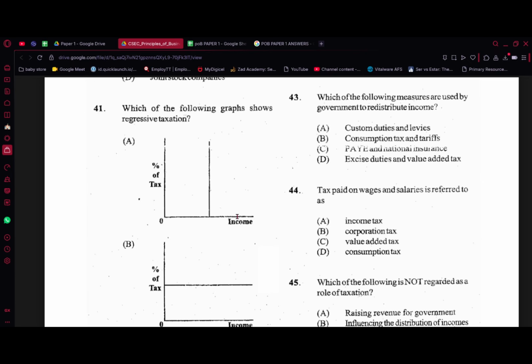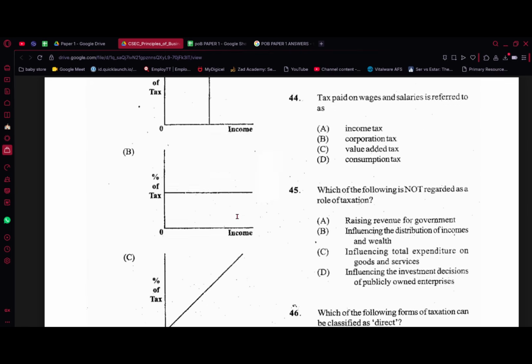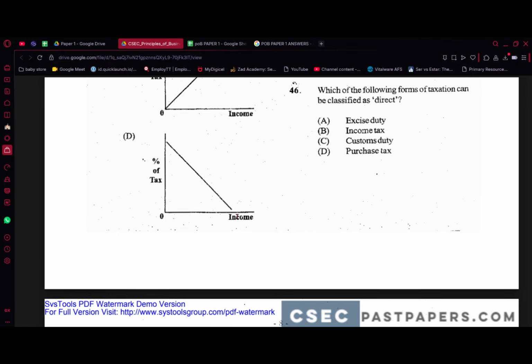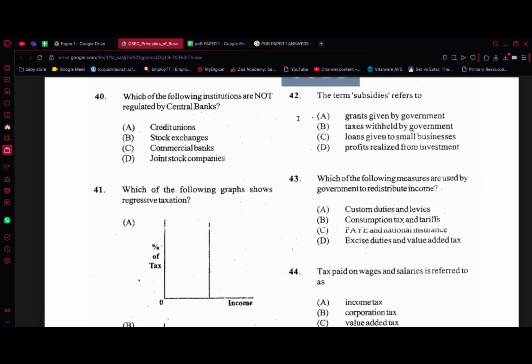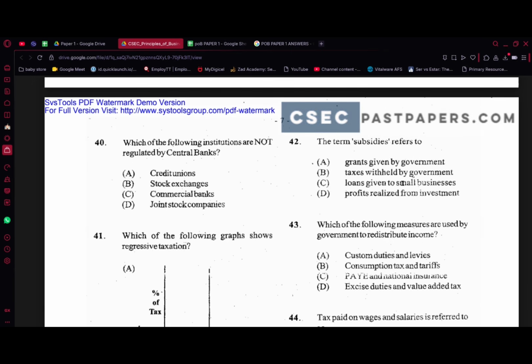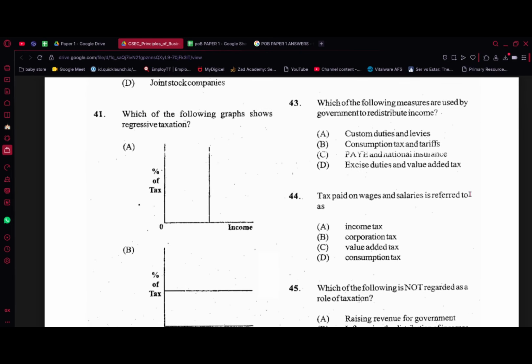41. Which of the following graphs shows regressive taxation? D. The line is going downwards. 42. The term subsidies refers to grants given by the government. A. 43. Which of the following measures are used by governments to redistribute income? The answer is C. PAYE and national insurance.